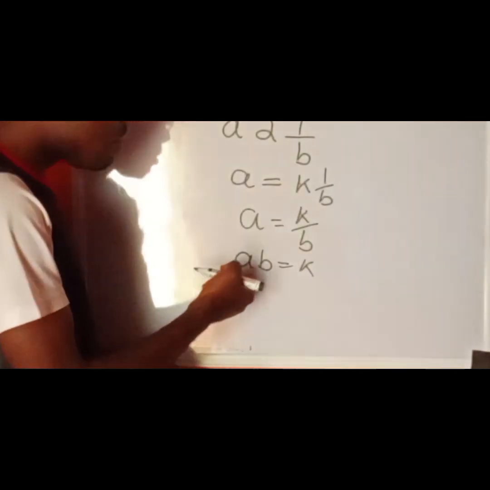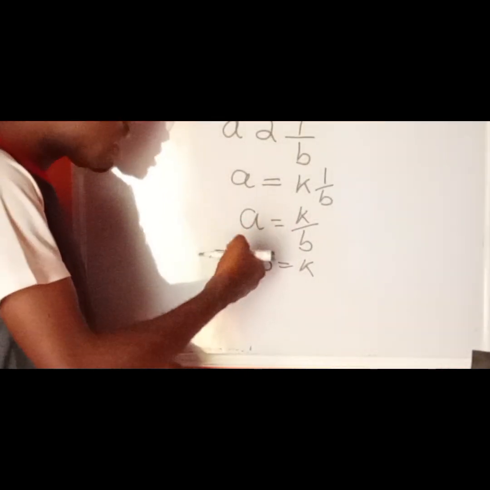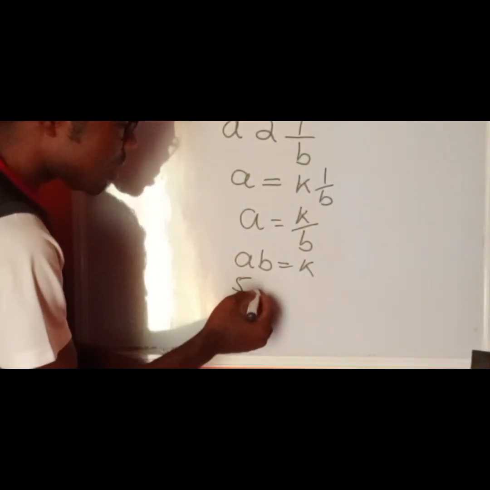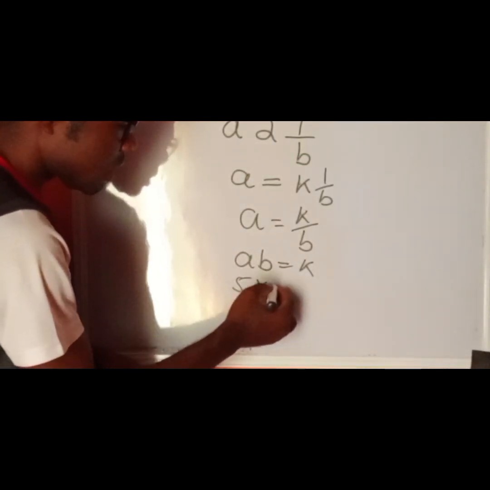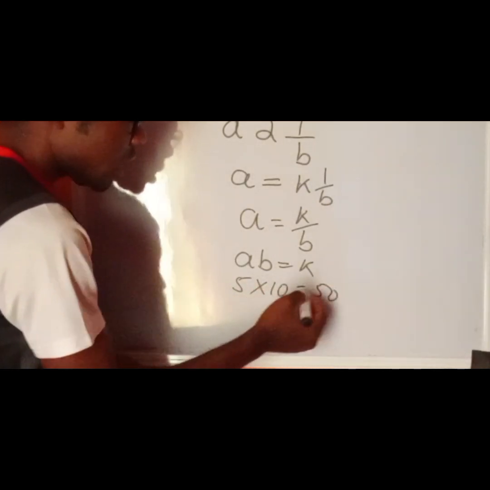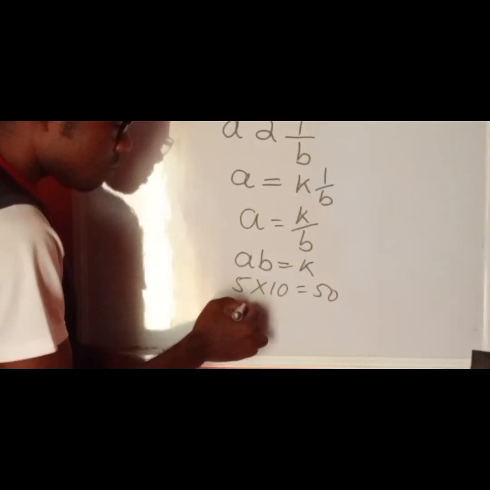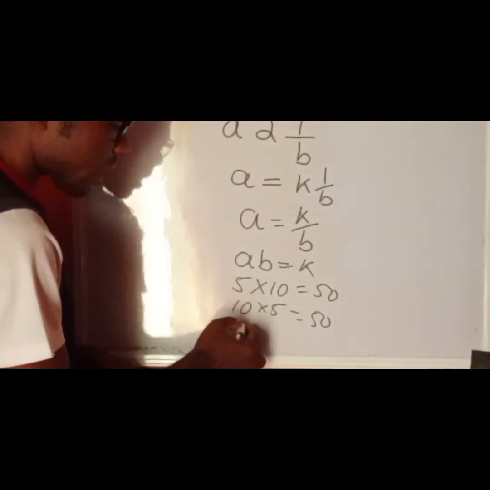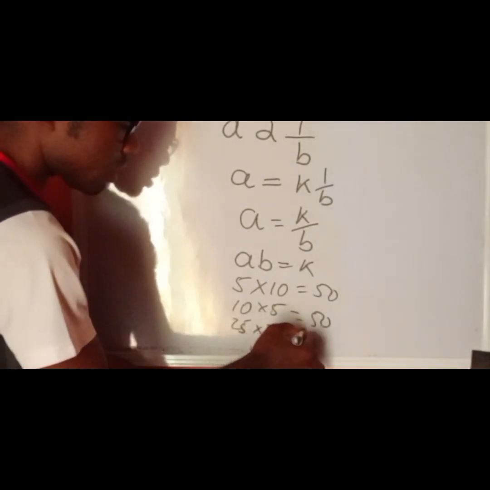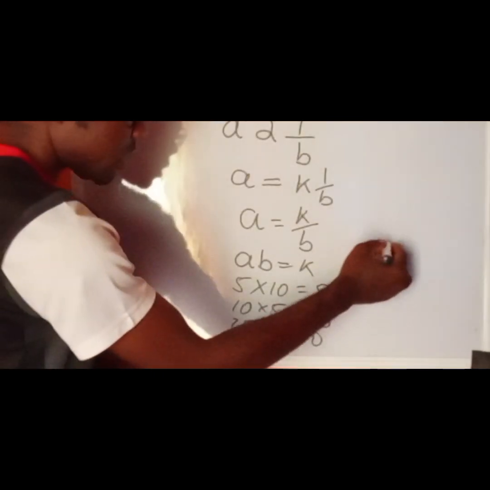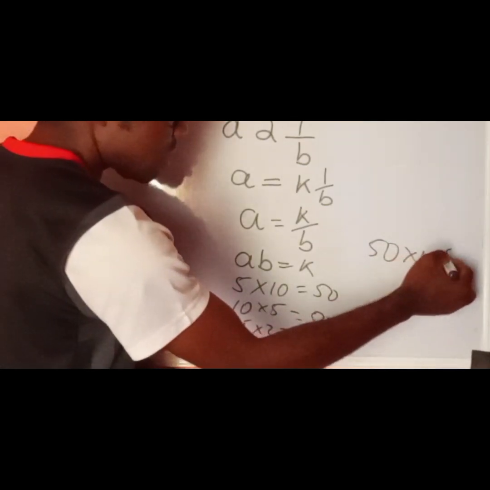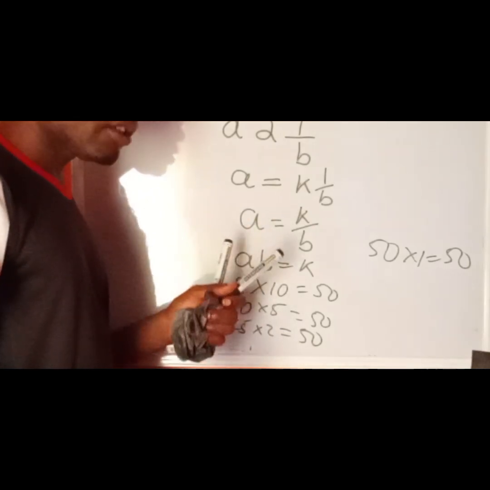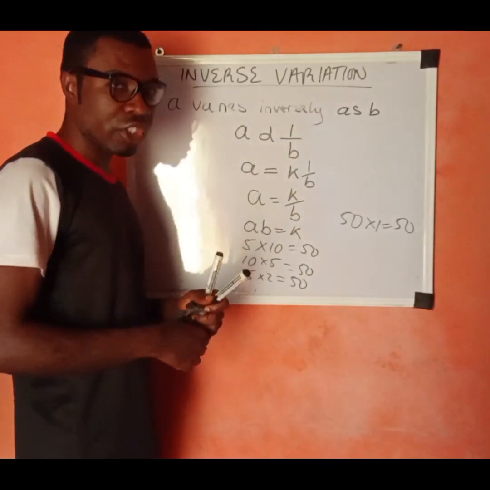So as A increases, B will decrease in a proportion such that their product will remain what it is. If A, for example, is 5 and B is 10, their product is 50. If A increases to 10, B will decrease to 5 so that their product will still be 50. If A increases to 25, B will decrease to 2 so that their product will still be 50. If A increases to 50, B will decrease to 1 so that their product will still be 50. That is what we mean by inverse proportion. So as one is increasing, the other is decreasing. That is what inverse variation is all about.